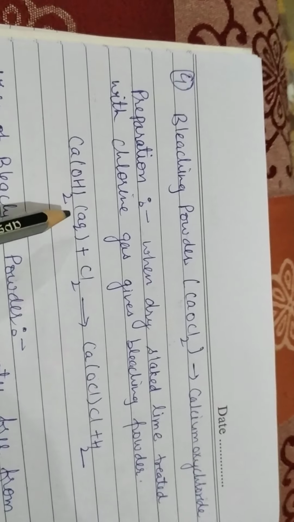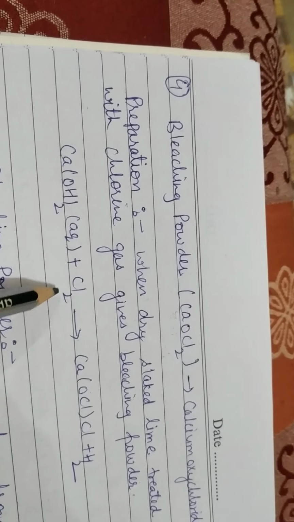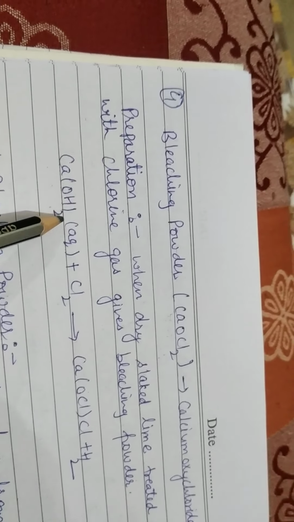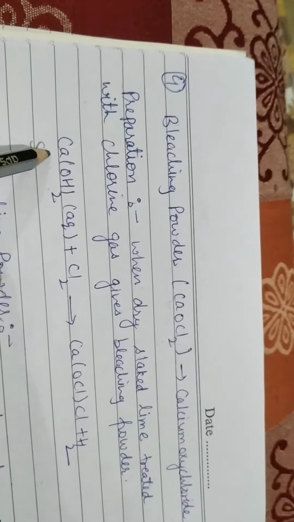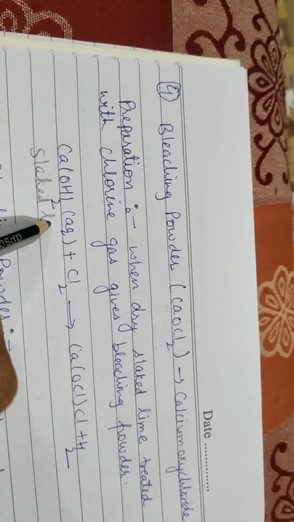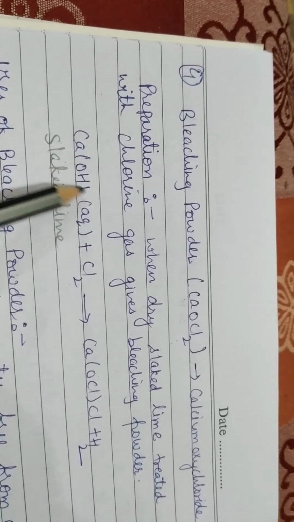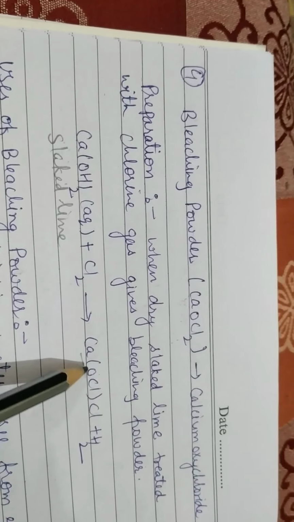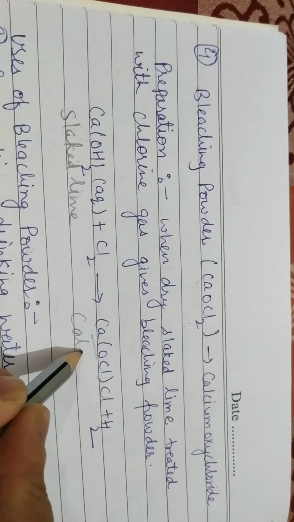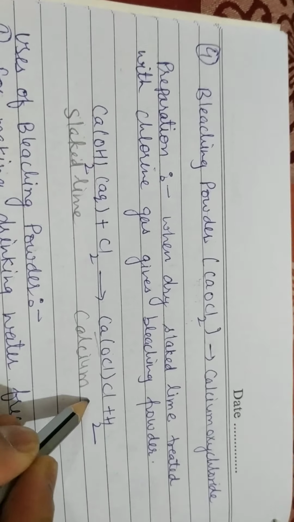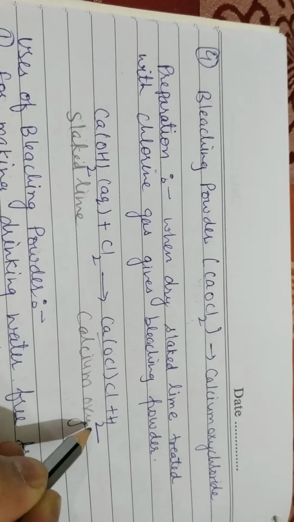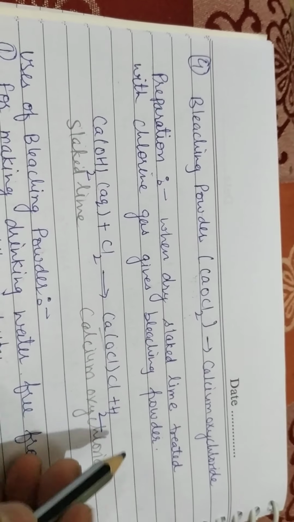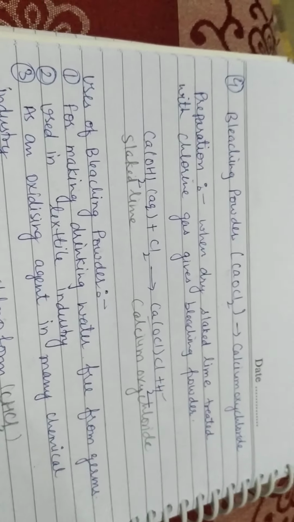See, when chlorine gas is passed through calcium hydroxide solution, or you can say slaked lime, it is also known as slaked lime. So when chlorine gas is passed through slaked lime, it will form calcium oxychloride, or you can say bleaching powder, and hydrogen gas will be released in this process, right?